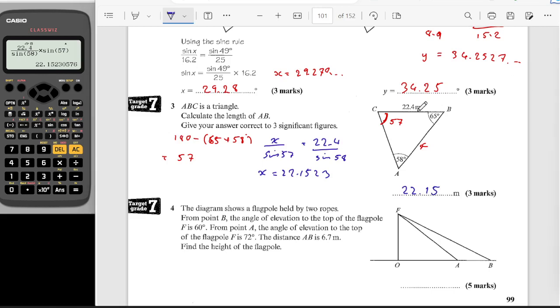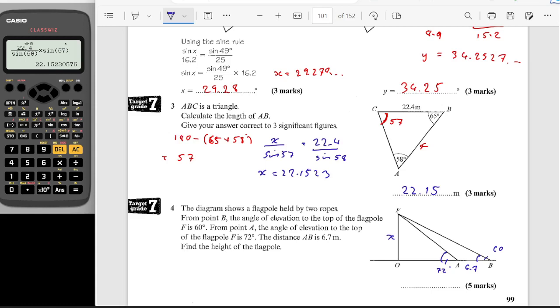Okay, question 4. The diagram shows a flagpole held by 2 ropes from point B. The angle of elevation to the top of the flagpole is 60 degrees. So that angle there is 60 degrees. From point A, the angle of elevation to the top of the flagpole is 72 degrees. So that's 72. And the distance A to B is 6.7. Find the height of the flagpole. So actually we want to work out this length here, x.